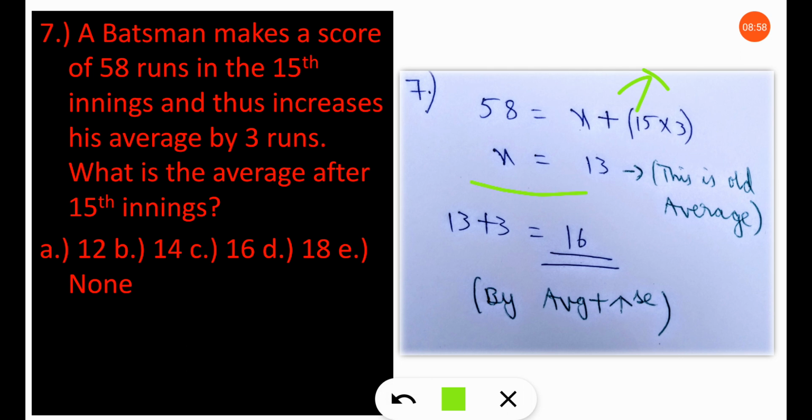We got x equal to 13. This 13 is the old average. They asked to identify the new average. New average is 3 runs more than the old average, so 13 plus 3 equals 16. Here we have to follow the average plus increase formula. Option C is the right answer.